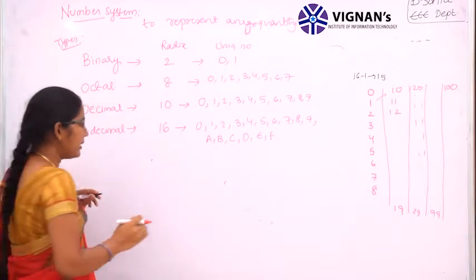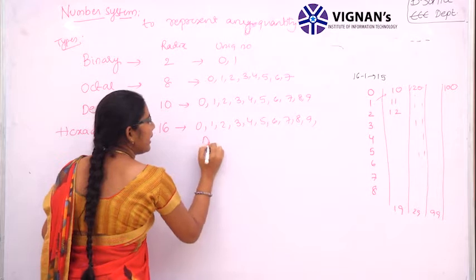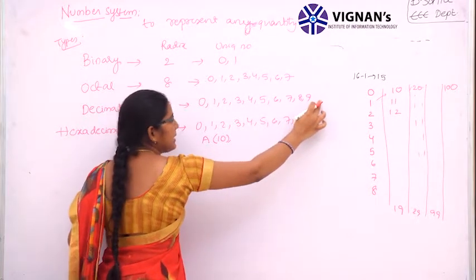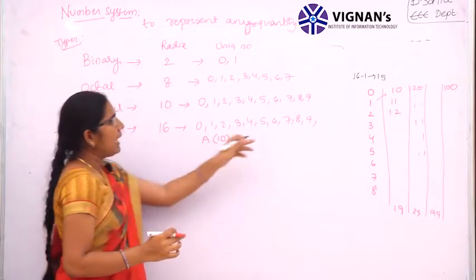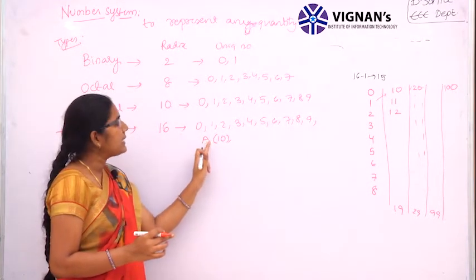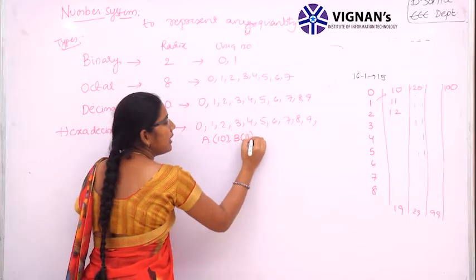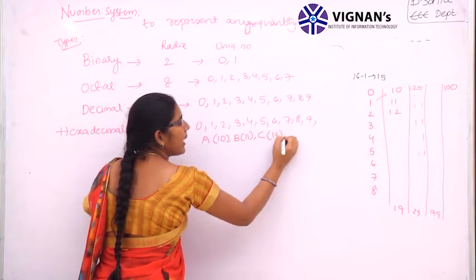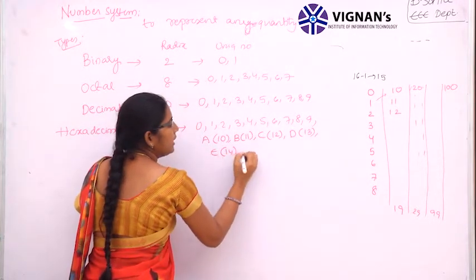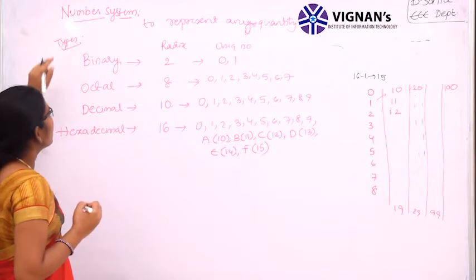But for better understanding, we'll always remember these values like this: A is equivalent to 10 of decimal. After 9, we'll get 10 in decimal. Similarly, in hexadecimal, after 9, we'll get A. So we'll assume that these two are equal. So A is equivalent to 10 of decimal. Similarly, B is nothing but 11, C is 12, D is 13, E is 14, F is 15. Right?